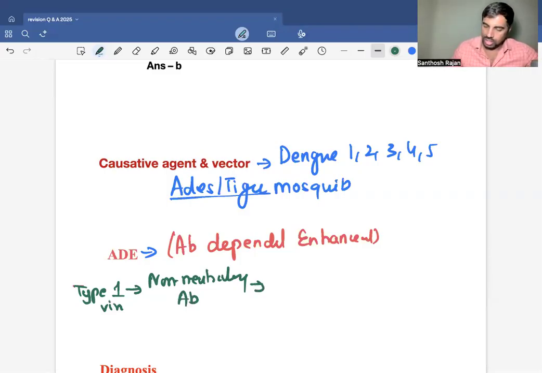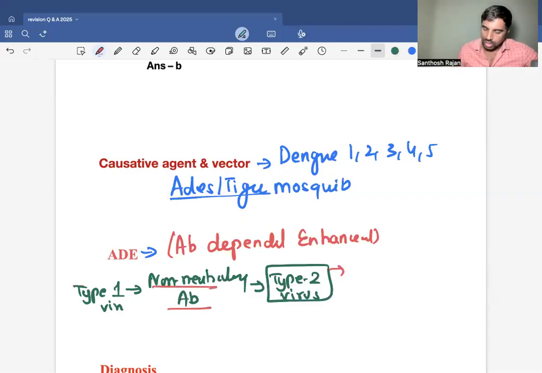Instead of decreasing, non-neutralizing antibodies are formed. Then what happened? Type 2 virus is attacking. After that, let's say type 2 virus is attacking our body. So that time what happened? Instead of protecting, it is not protecting. It is increasing the infection.